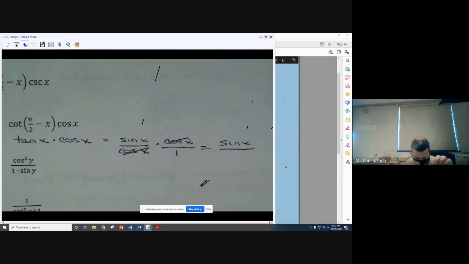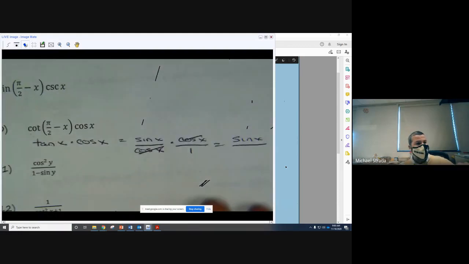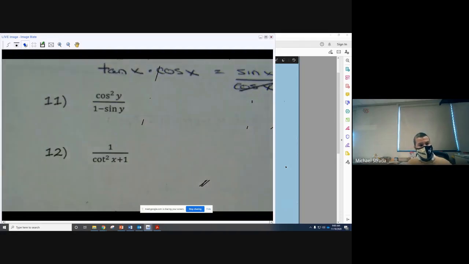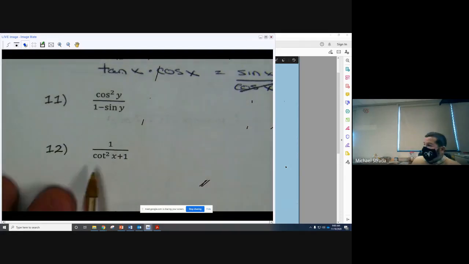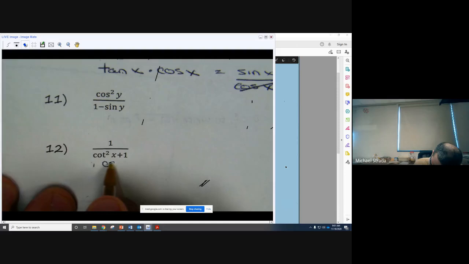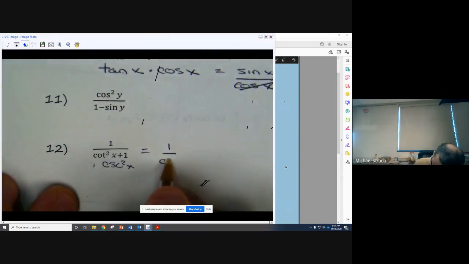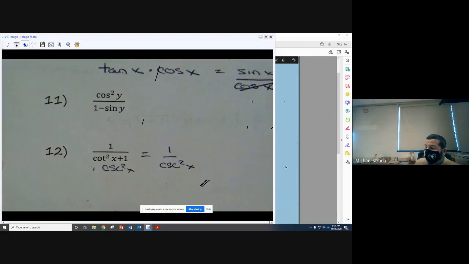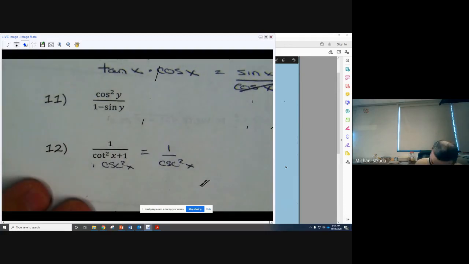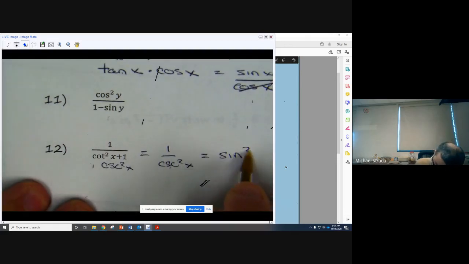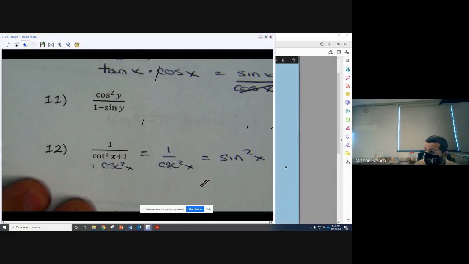Okay? Now, when you get down to squareds, like down on the bottom, there's 2 types of problems that involve 11 and 12. We'll do 12 first, because that's easier. You got to know your Pythagorean identities. Cotangent squared plus 1 is equivalent to cosecant squared x. It's right in your Pythagorean identity. All right? So this becomes 1 over cosecant squared x. Well, the reciprocal identities work for that as well. So what's the reciprocal of cosecant? Sine. This just becomes sine squared x. And that's it.